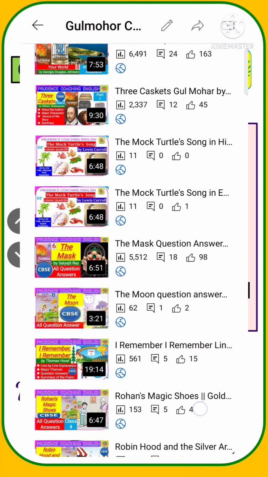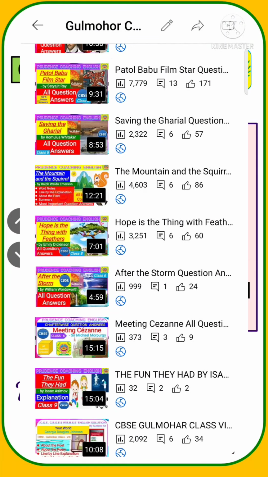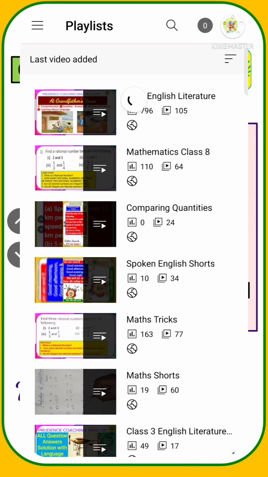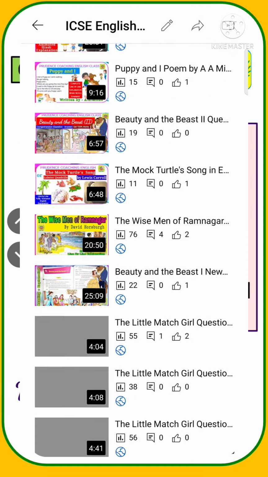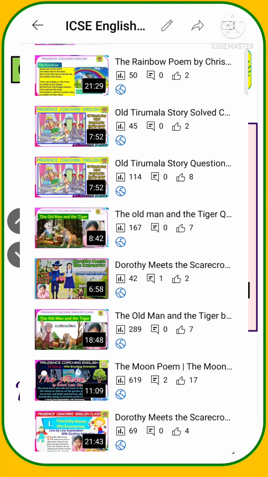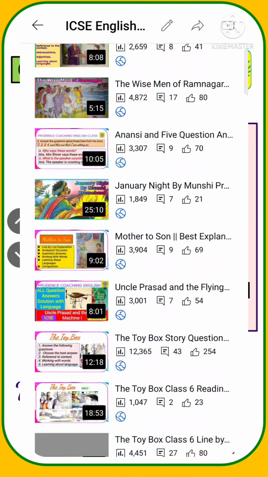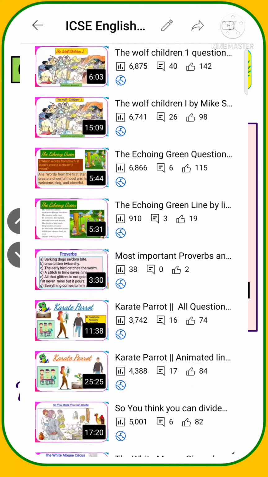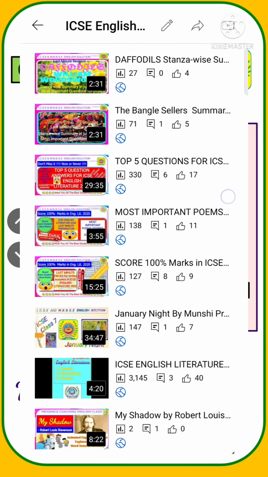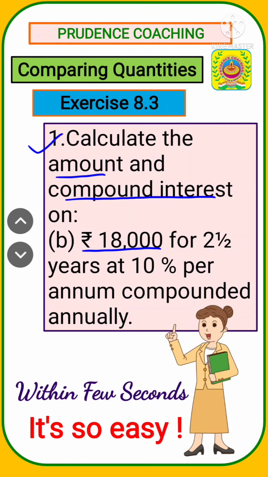Students, as we have completed till sum number 1A in the previous video, today we will start with 1B. So, according to the question, you need to find out the amount and compound interest when the principal is rupees 18,000 and it is kept for 2.5 years and the rate of interest per annum is given to be 10%, and here the compound interest is compounded annually.